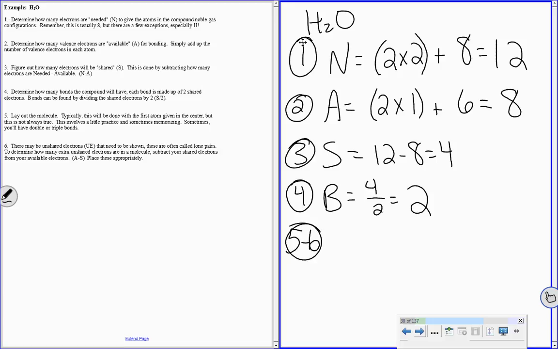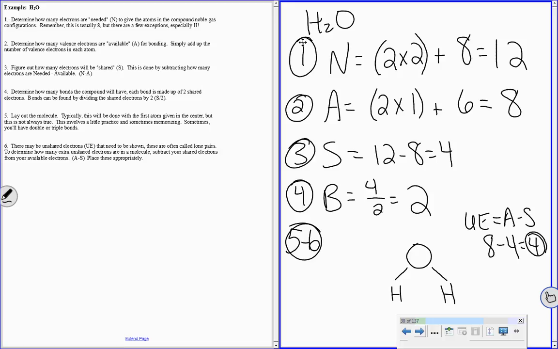Now, this one you have to have a little bit of knowledge to lay out. You need to understand that water is actually a bent molecule, so the hydrogens are down in this bent configuration. I'm going to show 2 bonds. Now I need to figure out how many unshared electrons I have, which is my available minus my shared, or 8 minus 4. So I'm going to have 4 unshared electrons.